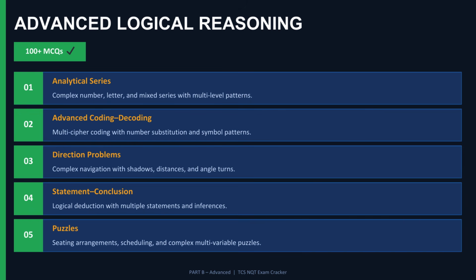Topic 2. Advanced Coding and Decoding. Multi-cipher coding with number substitution and symbol patterns. Much harder than the foundation version. Topic 3. Direction Problems. Complex navigation involving shadows, distances, and angle turns. Very visual. Practice drawing these out on paper.